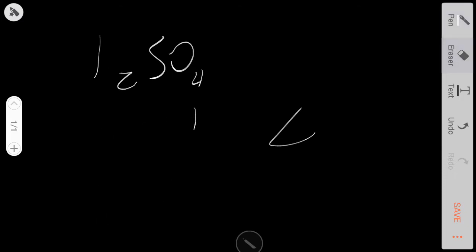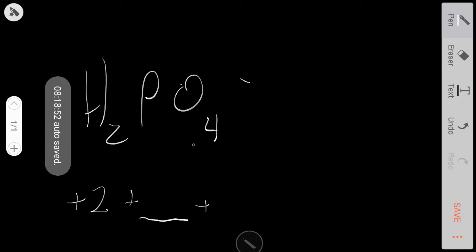Number 12. The oxidation number of phosphorus in H2PO4 minus 1 is, so H2PO4, and don't forget I have this minus. So that means that in the end, I have to equal minus 1. So from the hydrogen, I'm going to get plus 2. Each one is plus 1, and I have 2 of them, so that means plus 2. Phosphorus is something. And oxygen, each one is minus 2.